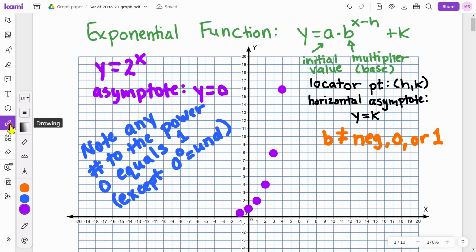Now, for this graph, we are going to have an asymptote because it's going to get closer and closer and closer to 0, but it's never going to cross. So let me draw in this asymptote. Actually, I was going to do it in a different color. Okay, so I'm going to draw on this asymptote. It is a horizontal asymptote. The equation of this horizontal asymptote is going to be y equals 0.